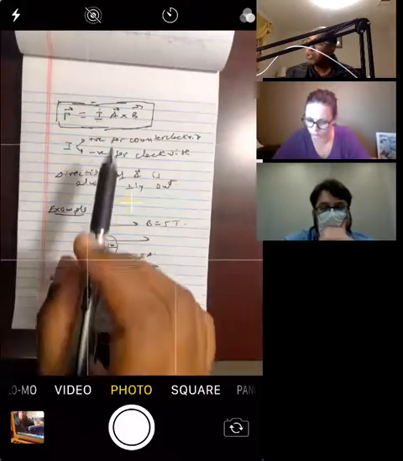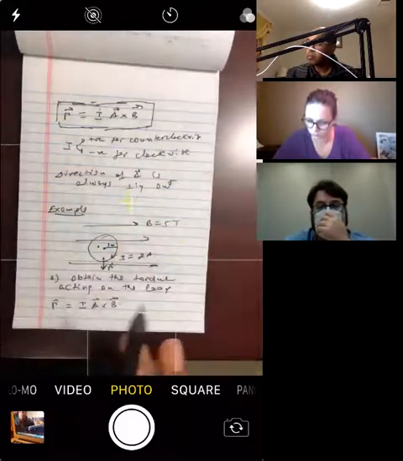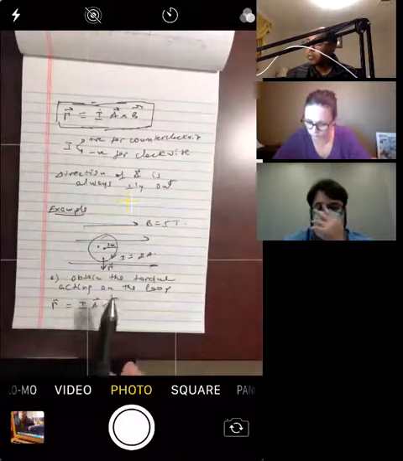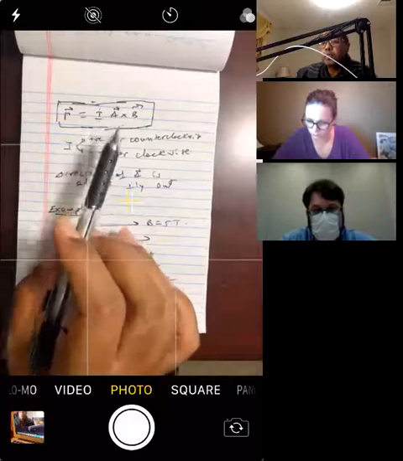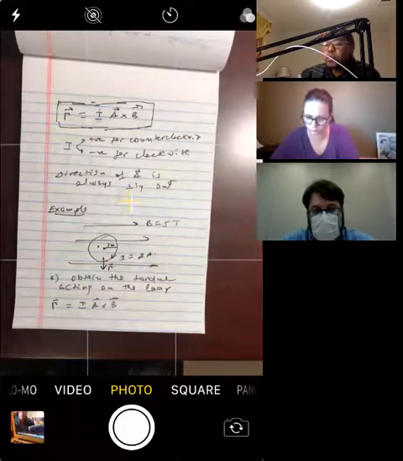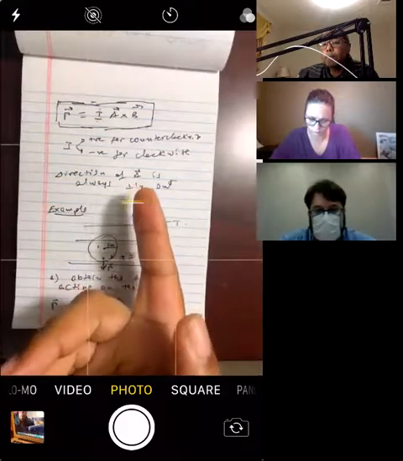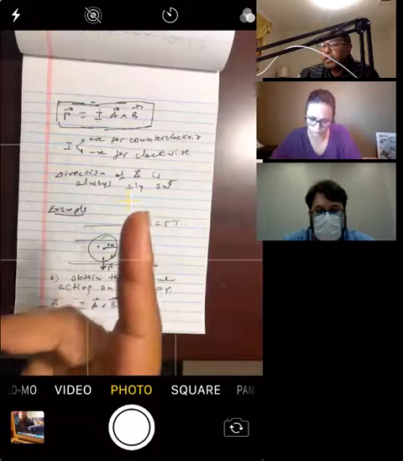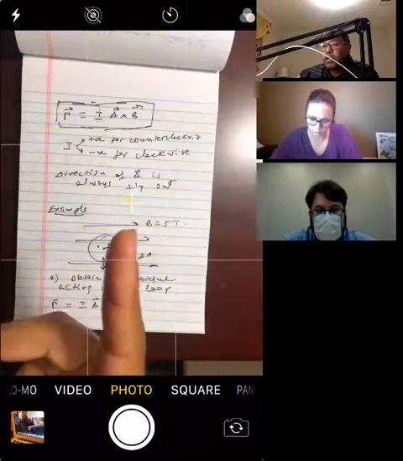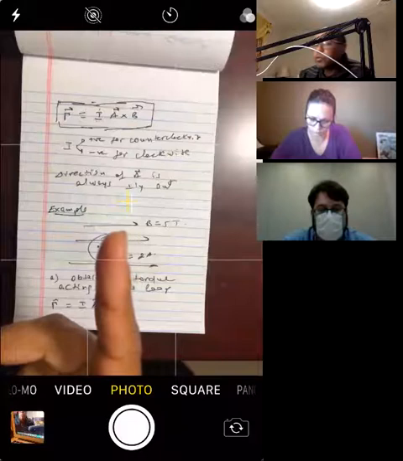The magnitude is AB sine theta, and that's trivial. But how about the direction? Well, the direction is A cross B. So if you want to use a screw rule, the thumb is going to be your A, and the field is going to be the middle finger, and this gives you torque, if you decide to use the screw rule.